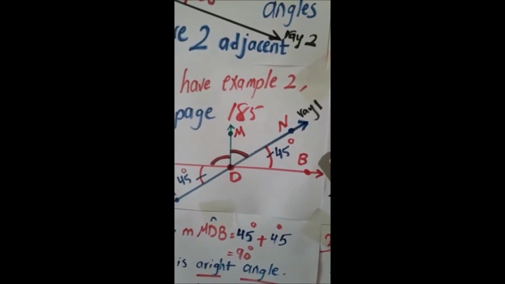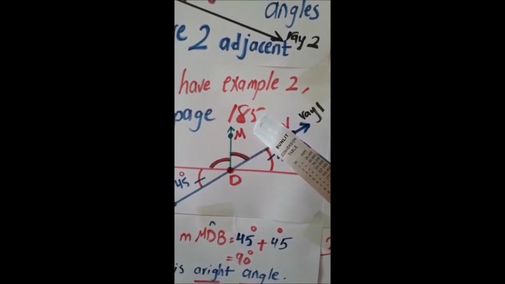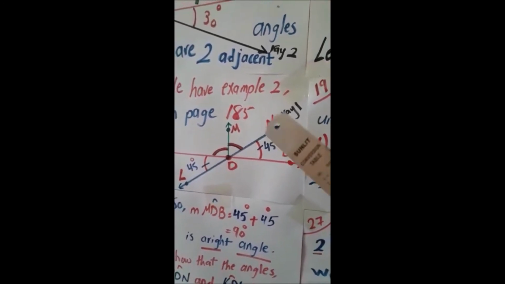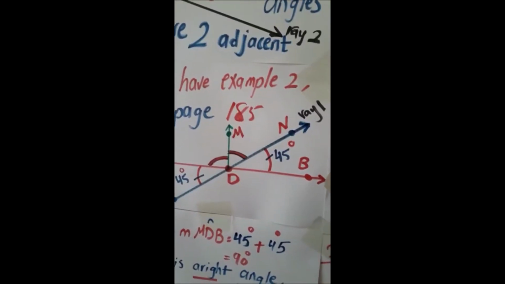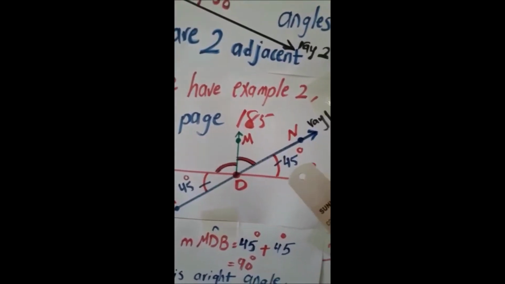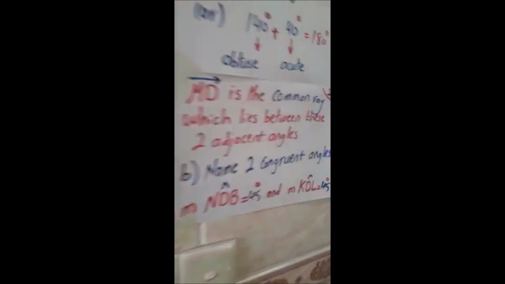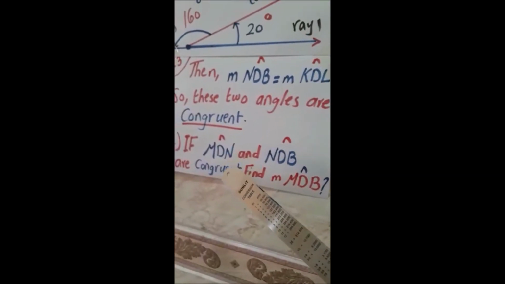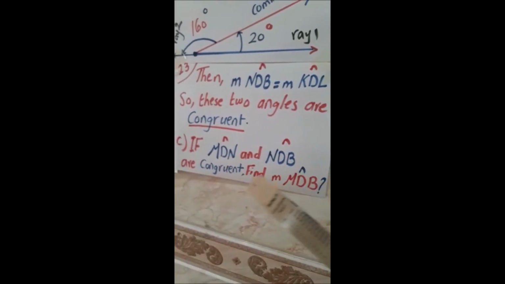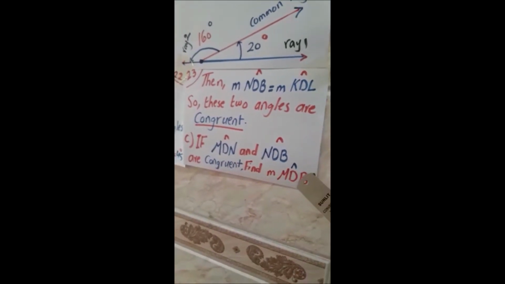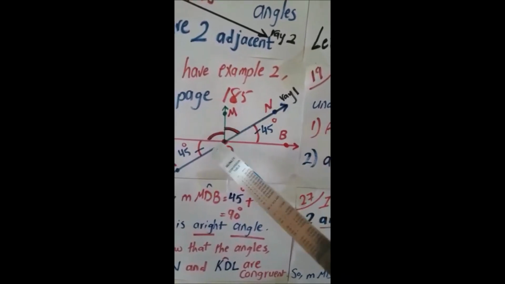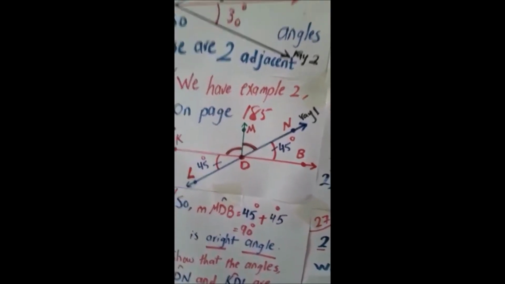So in this case, again, he wants us to find the measure of MDB, and obviously, as we say, MDB or BDM is a right angle. Its measure is 90. But he gave us something to help. He said that if these two angles, MDN and NDB, are congruent, can you show us, mister, where are these MDN and NDB? Yes. MDN and NDB, did you see them? Yes. He said they are congruent.